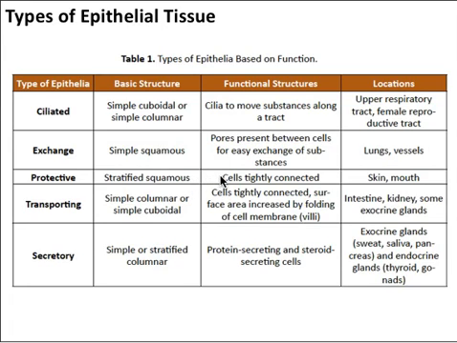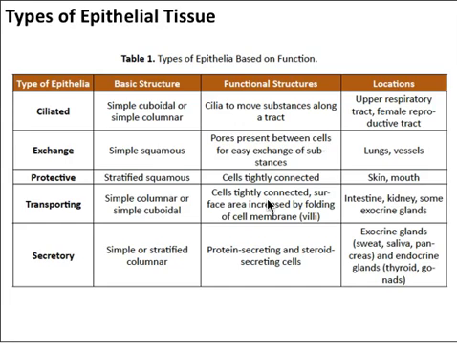Protective epithelial tissue. Example, stratified squamous. The cells are tightly connected to each other. We find this on the superficial surface of the skin and lining the oral cavity and the throat, as well as the rectum and the anus. Transporting epithelial tissue is either simple cuboidal or simple columnar. The cells are tightly connected to each other. The surface area is magnified or increased by the presence of microvilli. Examples of locations for this tissue type include the intestines, the kidneys, and some exocrine glands.